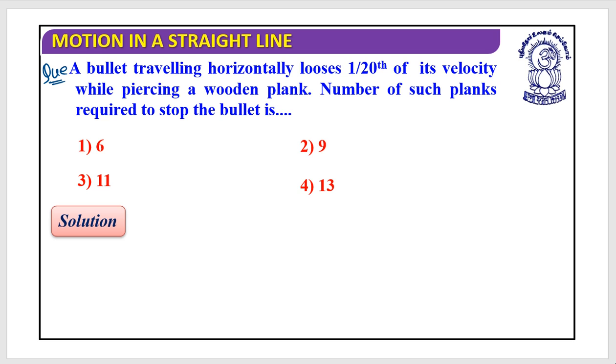Go through this data carefully. What they have given is, a bullet traveling horizontally loses 1 by 20th of its velocity while piercing a wooden plank. Okay, so the number of such planks required to stop the bullet. How can you do this? Can you feel what they are supposed to tell you guys? Yes? No? Okay, let's have a rough sketch of it.